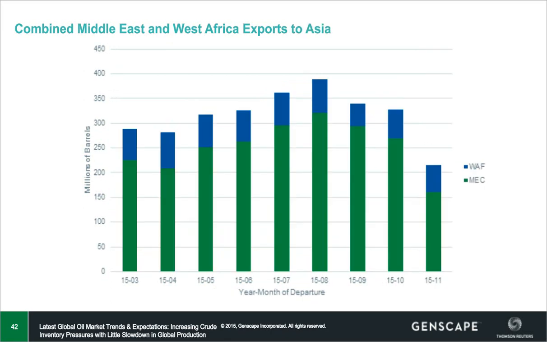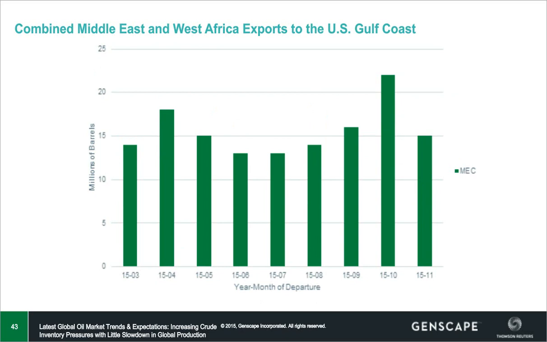We've seen a steady trend of decreasing exports from West Africa and the Middle East to Asia. And we had been seeing a trend of an increase of Middle East barrels come into the U.S. Gulf Coast, but noted that in November we saw a reversal of that trend. And it'll be really interesting to see whether or not that reversal continues through the month of December.